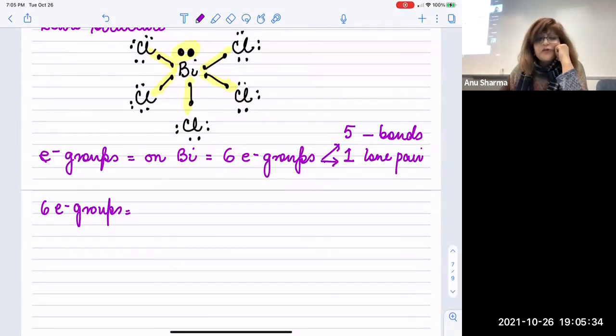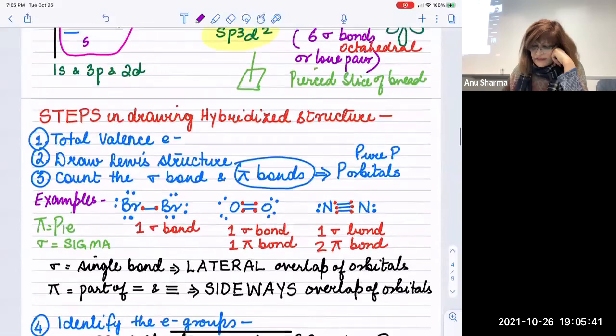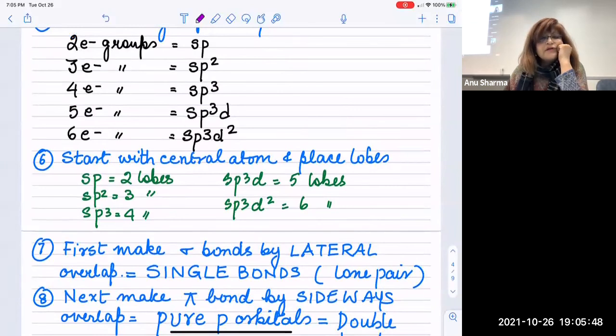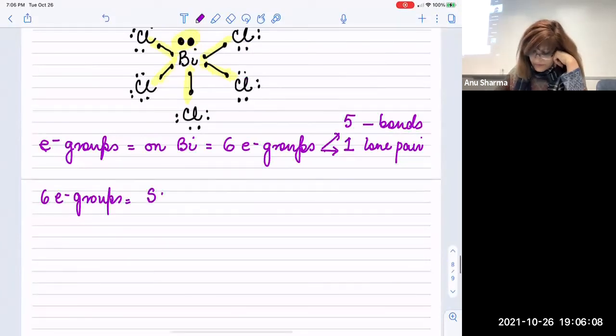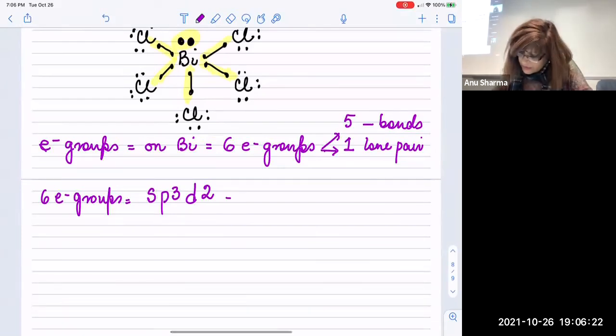So six electron groups relate to what kind of hybridization? So you look here, six electron groups relate to what kind of hybridization is that? sp3d2. Okay, you see that six electron groups, sp3d2 on the board. So sp3d2 means that all the s and the p's ended. So next, all we need to do is, sp3d2 means how many lobes?